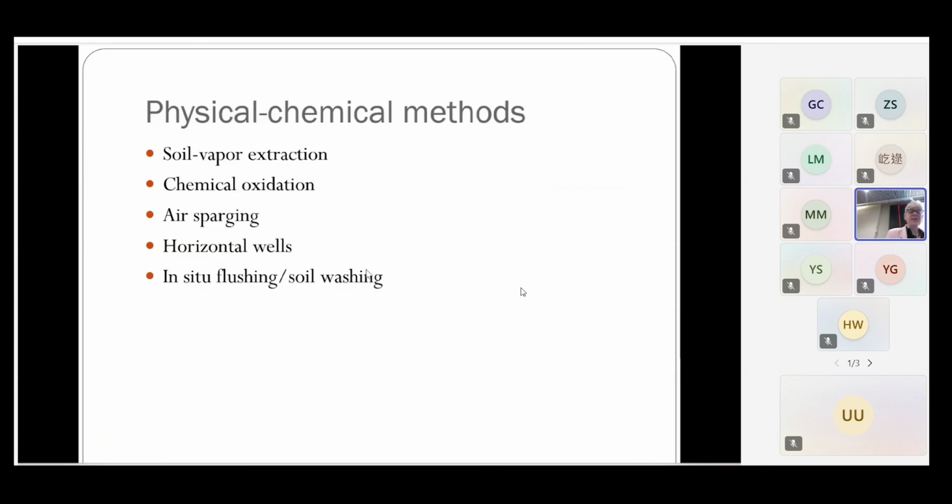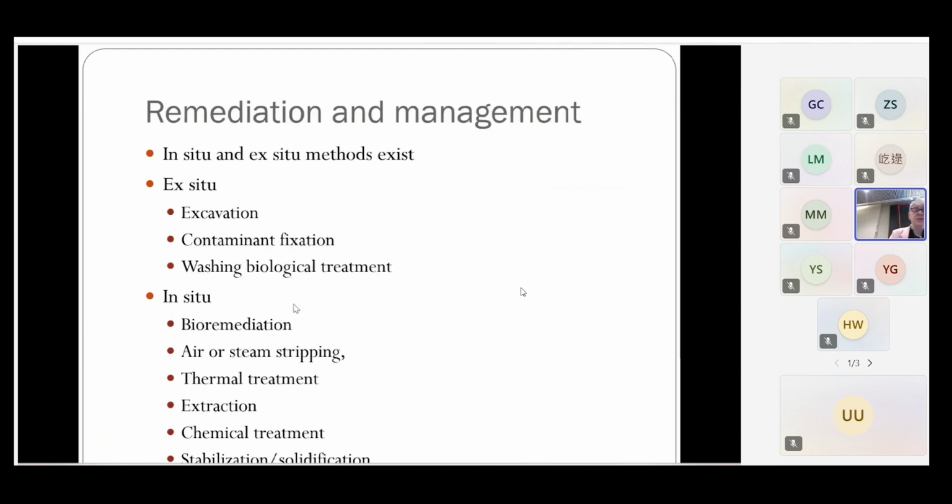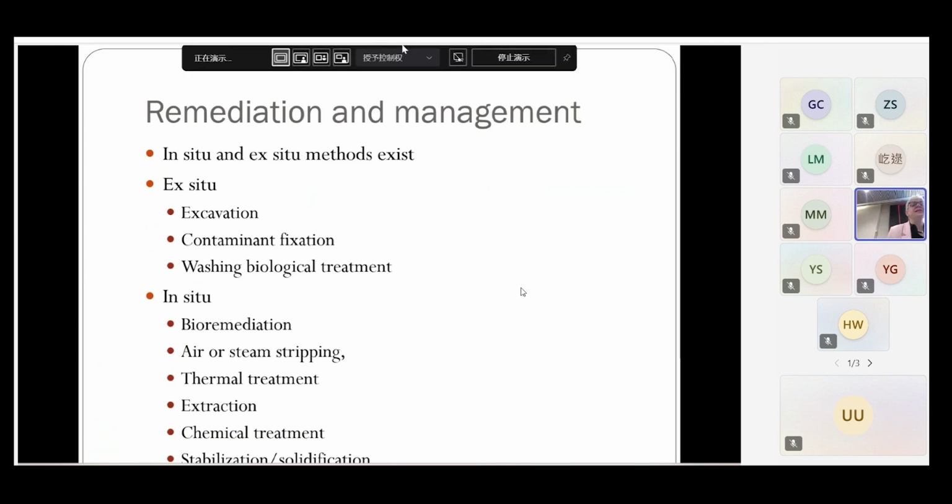I'll start with these physical chemical ones. A couple of them I briefly mentioned already, the soil vapor extraction. Chemical oxidation I haven't mentioned, and flushing and soil washing I mentioned a little bit already. In general, remediation techniques are usually divided two ways, in situ and ex situ. In situ means at the site, you do the remediation at the site. You're not transporting soil anywhere. You're doing everything directly at the site.